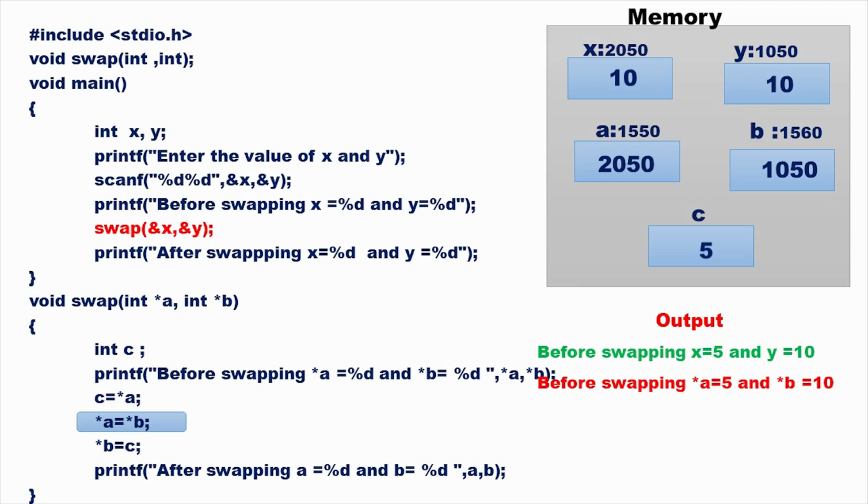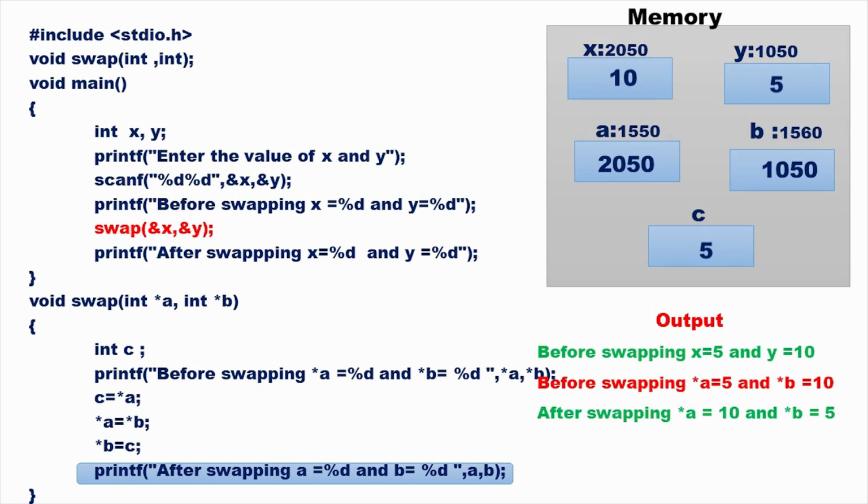x now becomes 10. *b equal to c. Value of c is copied to the location pointed by b. c is copied to location 1050. y now becomes 5. Remember, here the values of a and b are not changed. The change has happened to the values of the locations pointed by a and b. Print the value of the locations pointed by a and b. We will get the output after swapping: *a equal to 10 and *b equal to 5.